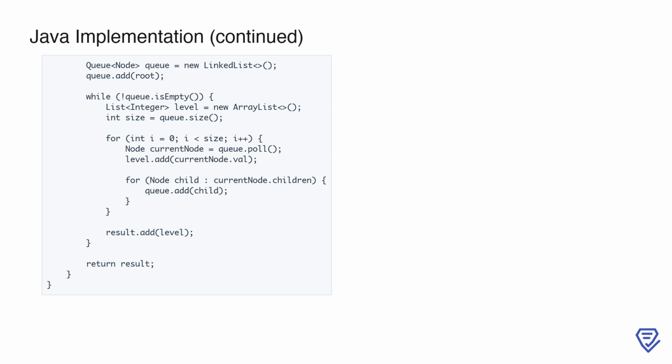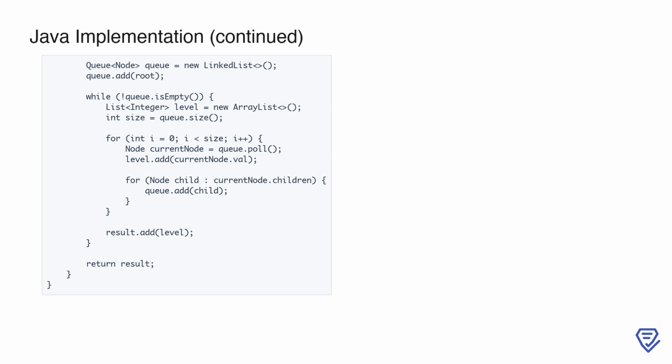Now, we initialize a queue to facilitate the level order traversal, starting by adding the root node to it. The while loop ensures that we process nodes level by level as long as the queue isn't empty. For each level, we create a temporary list called level to store the values of nodes at the current depth. We determine the number of nodes at this level using queue.size, and iterate through them using a for loop.